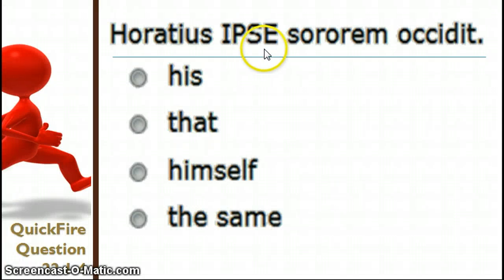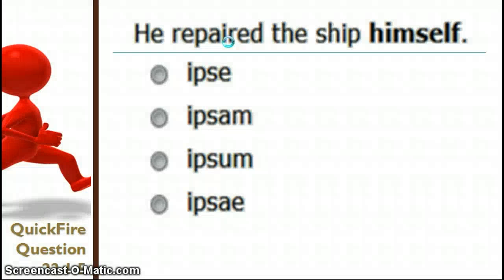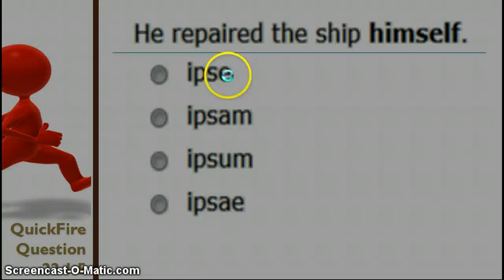As you can see, ipsa is modifying Horatius, therefore Horatius himself, both nominative, masculine, singular. Here we have he repaired the ship himself. Who's doing the repairing? He is. Therefore, it's a nominative subject phrase.